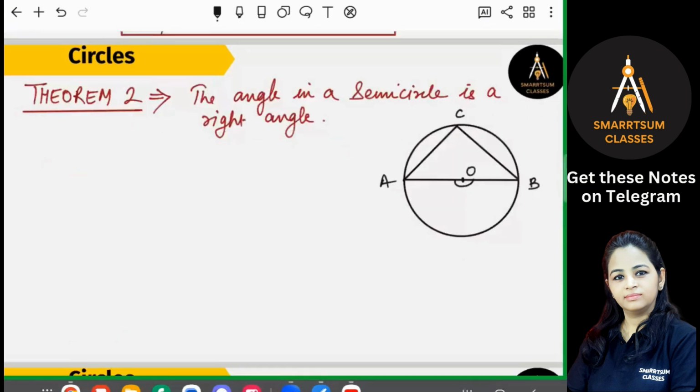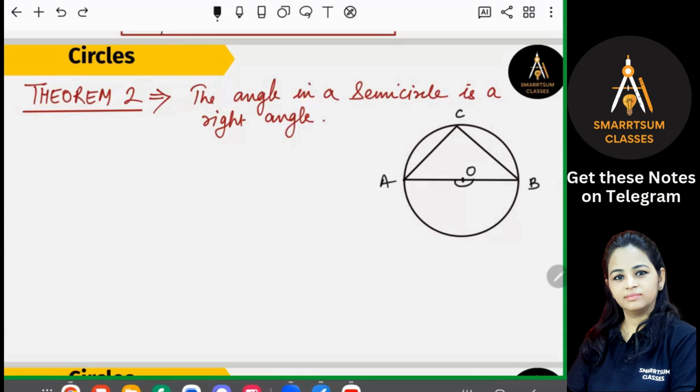Look at this. Now look at this theorem, theorem number 2. The angle in a semicircle is a right angle, right? That means if you draw any angle in a semicircle, it is always a right angle, means always a 90-degree angle, right? So this is our theorem number 2. Now let's see how to prove this.